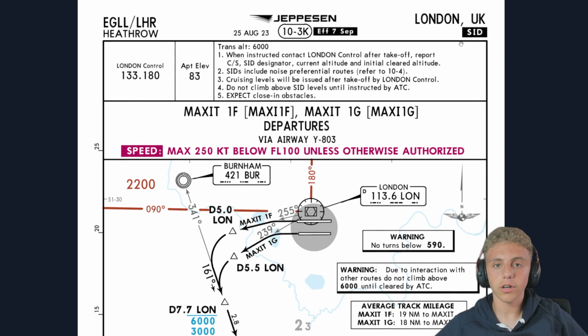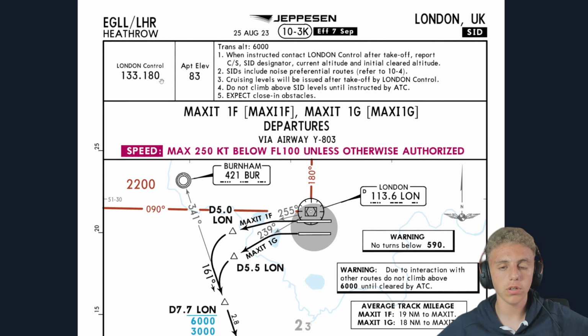Okay, here we are on our standard instrument departure chart, the SID, and here we have the MAXIT 1 Foxtrot and MAXIT 1 Golf departures. This chart is like the SID chart at Malta, with a few little differences and a few little additions. Here we have the same thing, communications menu, area, and the same header.